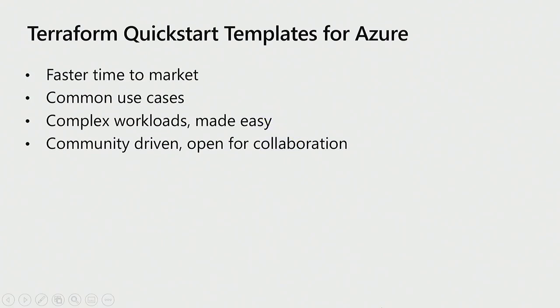So, Terraform Quickstarts for Azure. Everything's on GitHub. Everything's open source. Our goal is to bring you the fastest time to market for things that are more complex, more complicated to do inside of Terraform. And it's not that the Terraform is complex. It's that all of these workloads working together is complex. So can we provide a baseline for what we'll see?